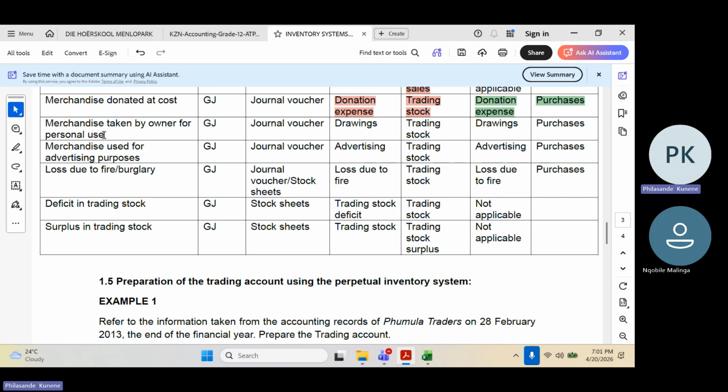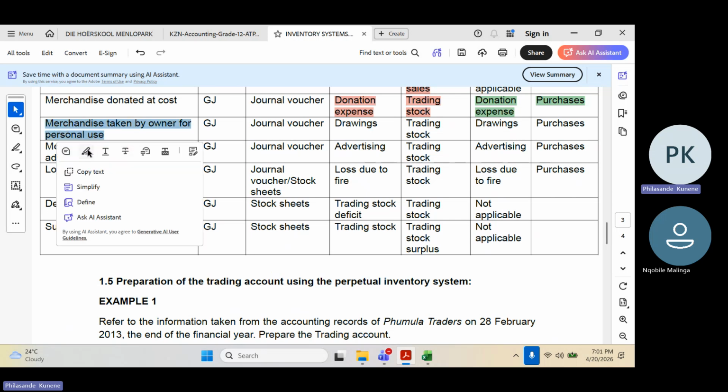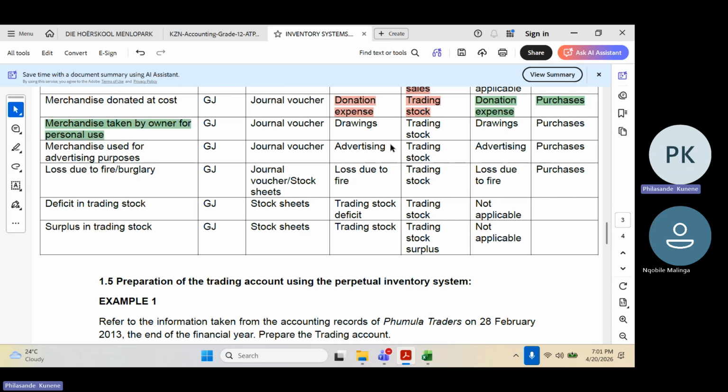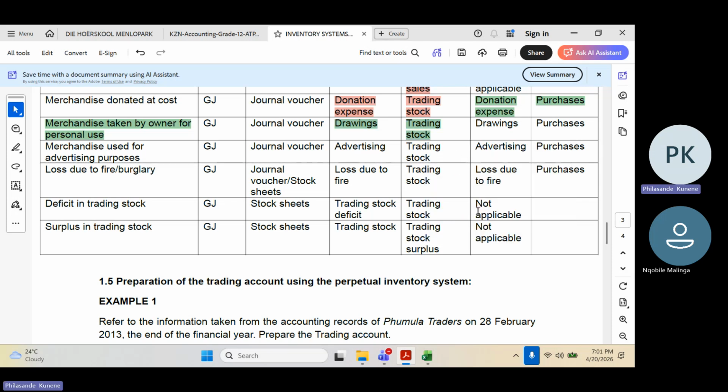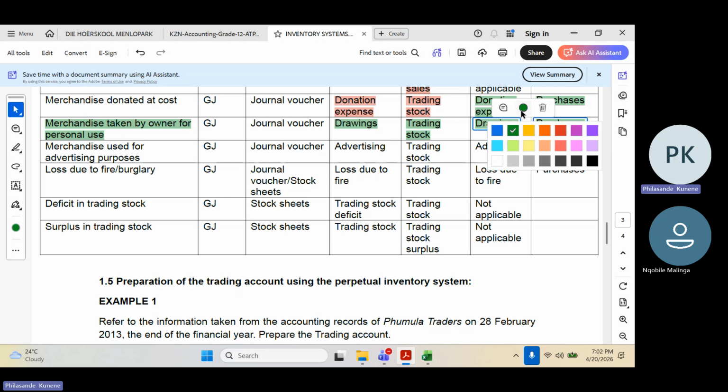Merchandise taken by the owner for personal use, we know very well that's drawings. Okay, we debit drawings, we credit trading stock, because stock is decreasing and drawings are increasing. This side, we debit drawings and we credit what? Purchases. So that is a difference.